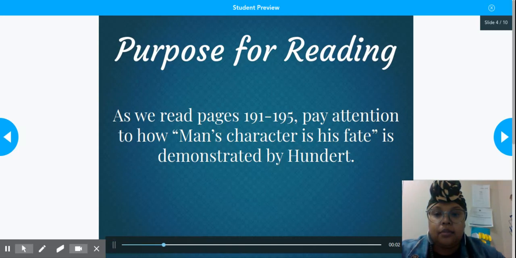As we read pages 191 to 195, I would like for you to pay attention to the following quote: "Man's character is his fate," and how this quote is demonstrated by Hunnert.